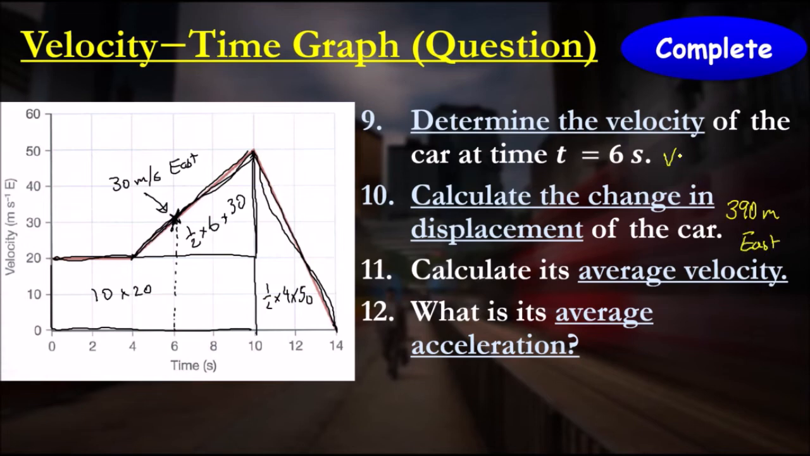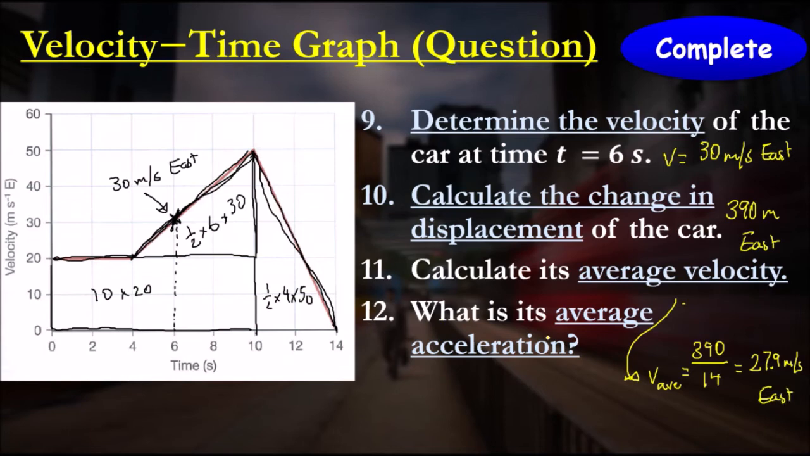And I'll just write the answer for this one here. Calculate its average velocity. So that's looking at the total displacement traveled. The total displacement we found just then, 390, divided by 14 seconds, that's the total trip. And that's 27.9 meters per second east.